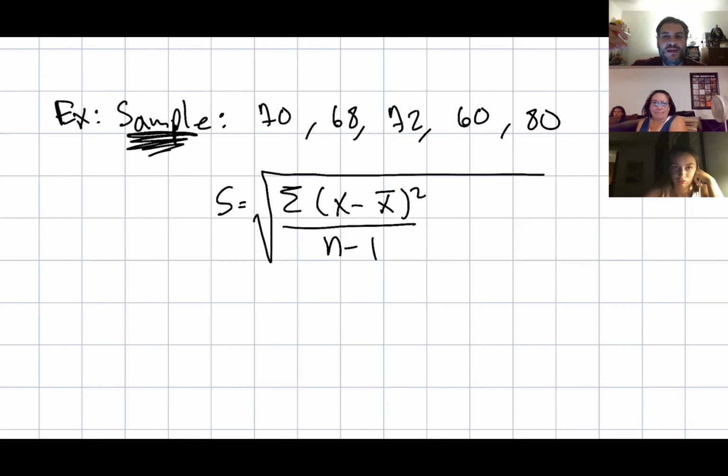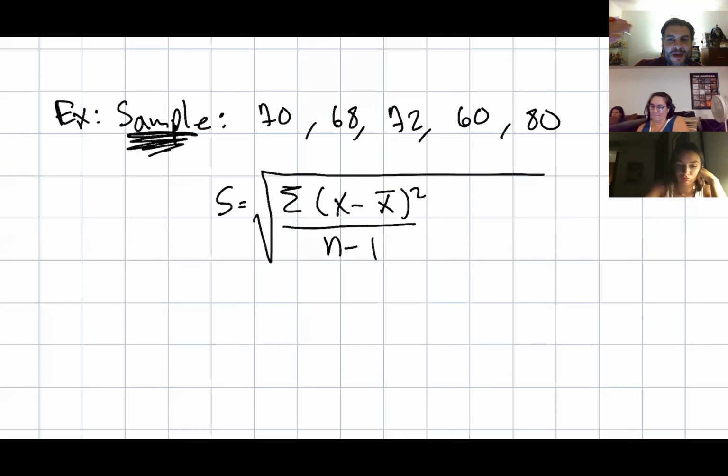The reason I know I'm using this formula is because they told me this is a sample, so it's a sample standard deviation. On the test, it's not going to be that straightforward. You're going to have to read the sentence and see whether it's a sample or a population. With a sample, they will always tell you they took a random selection. So if I tell you I took a random selection and this is my data set, that's a sample. If I tell you I collected all the data, that's a population.